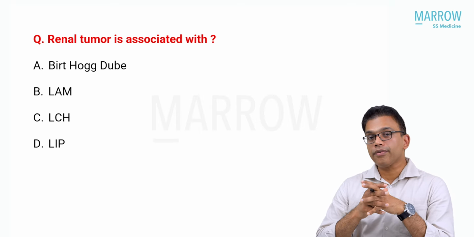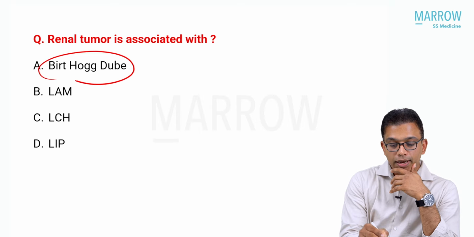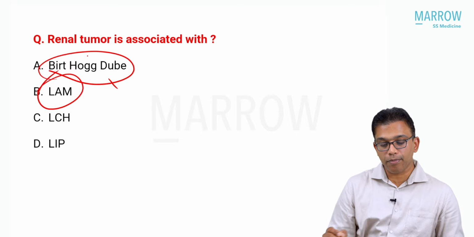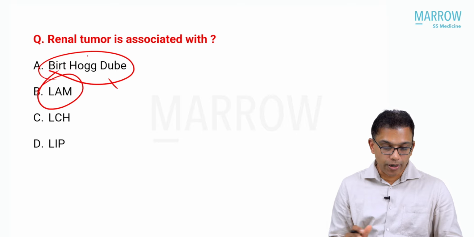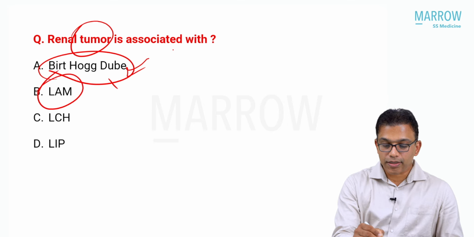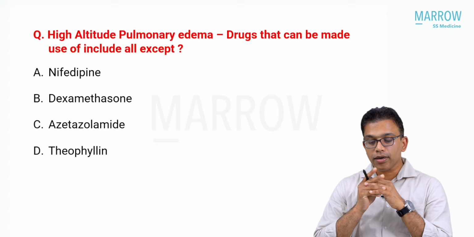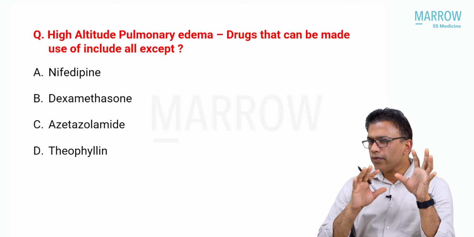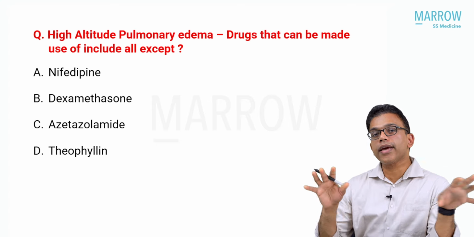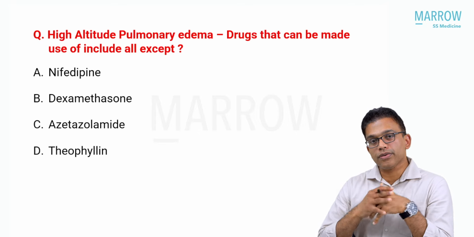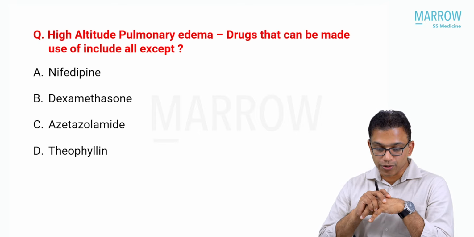Renal tumor is associated with, again, the question that we have discussed. The answer is Birt-Hogg-Dube syndrome, and don't confuse it with the angiomyolipoma. It is not a renal carcinoma. Here the renal malignancy is associated with the Birt-Hogg-Dube syndrome. So always give more importance to cystic ILD. We are seeing repeated questions almost every year with respect to cystic ILD. Please refer to the module also.